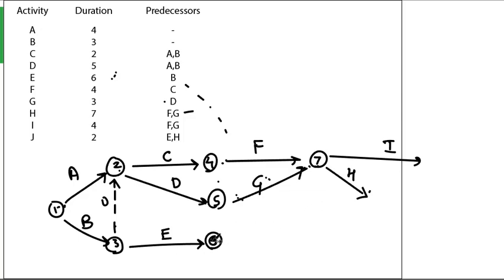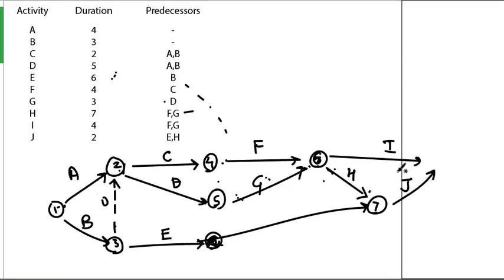So E and H should meet, which means this arrow should be extended till here. Okay, so there will be a node here, so the numbers will change accordingly. So 1, 2, 3, 4, 5, this will be 6, and this will be 7. Okay, so J is coming from E and H. If there are no further activities, then I and J are meeting together at the last node.